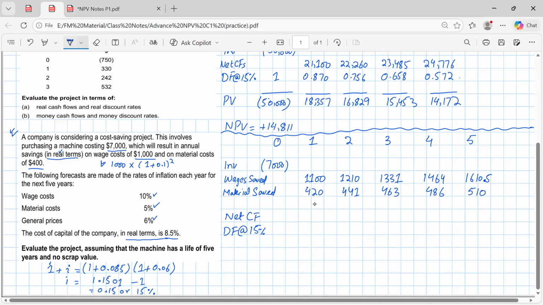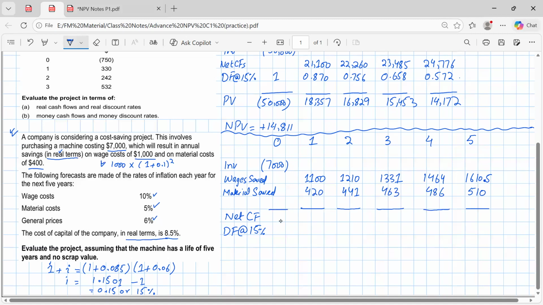So these are your savings. Savings are cash inflows. So what will be your net cash flow? Just add these two. Net cash flow means cash inflow minus cash outflow. There is no outflow here, so just add them. Simple. No point getting confused. So what will be the net cash flow?